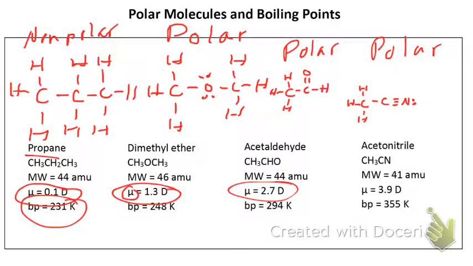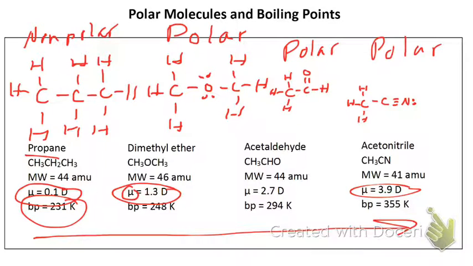All right, and indicating the dipole is getting bigger. So let's look at this. I'm going to draw an arrow here going in this direction. Looking at these molecules, the dipole is simply getting bigger as we're moving from propane over to acetonitrile.